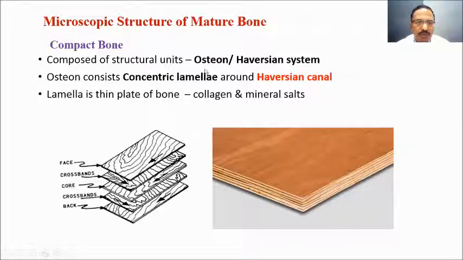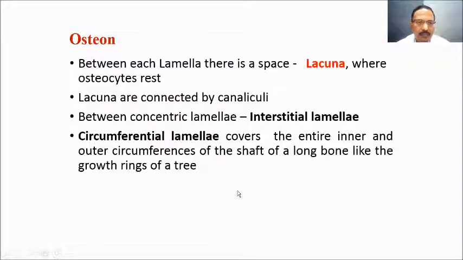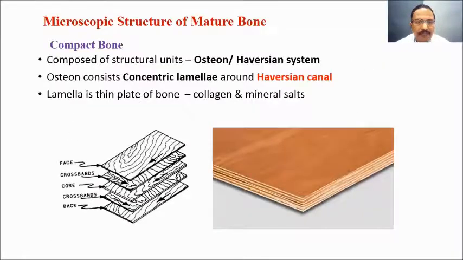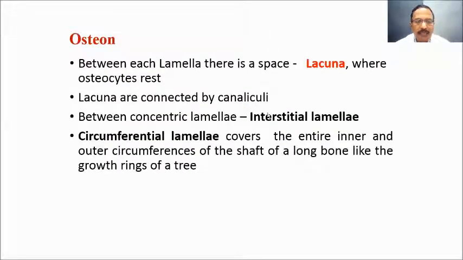In the compact bone, it will be made up of osteons. We'll come to that, what an osteon is. Osteon is otherwise called the Haversian system. So within this sheet, remember the bone tissue is mineralized matrix only. In between the sheets, you will get the cells. So what is an osteon? Between each lamella, there is a space called the lacuna where the osteocytes are resting, and lacunae are connected by canaliculi. Concentric lamellae, interstitial lamellae, and circumferential lamellae are all there.